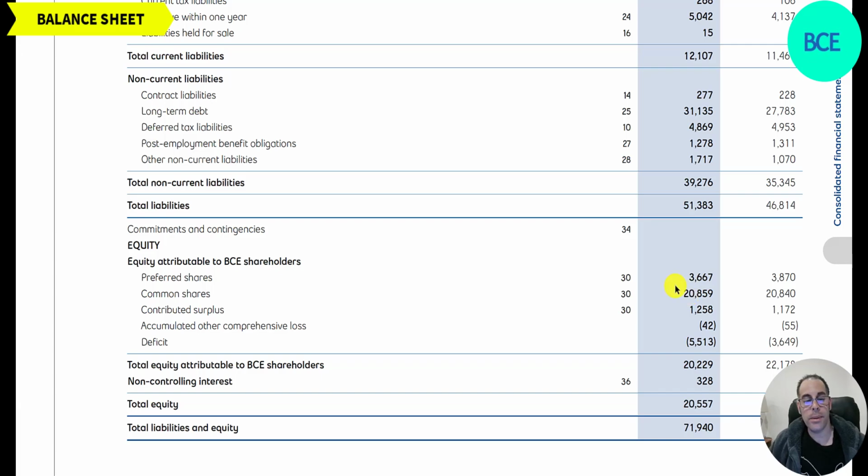They raised $21 billion from common stock, and they lost $5.5 billion from running their business. Deficit, in the US we call this retained earnings, or if it's negative, it's accumulated deficit. This is the sum of all their prior net incomes minus the sum of the dividends they paid out.